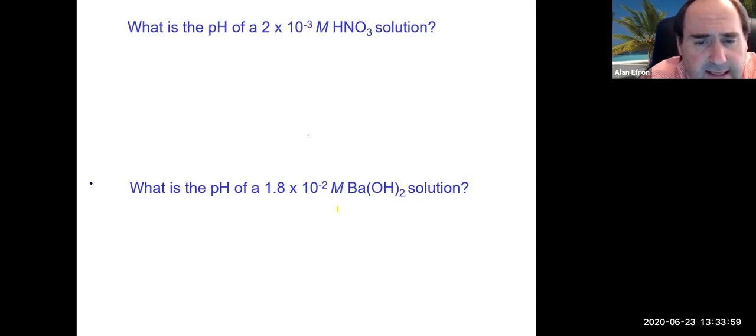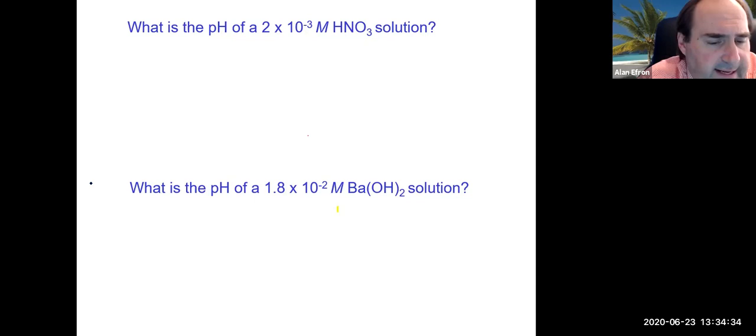We talked about Kw, which is H plus concentration times OH minus concentration equals 1 times 10 to the minus 14. They are related to each other, so as the H plus concentration goes up, the OH minus concentration goes down, and vice versa. So we can use that to figure out the H plus concentration in the solution, or the acid part, and the OH minus concentration, the basic part of the solution, if you know one of the other values, either H plus or OH minus.